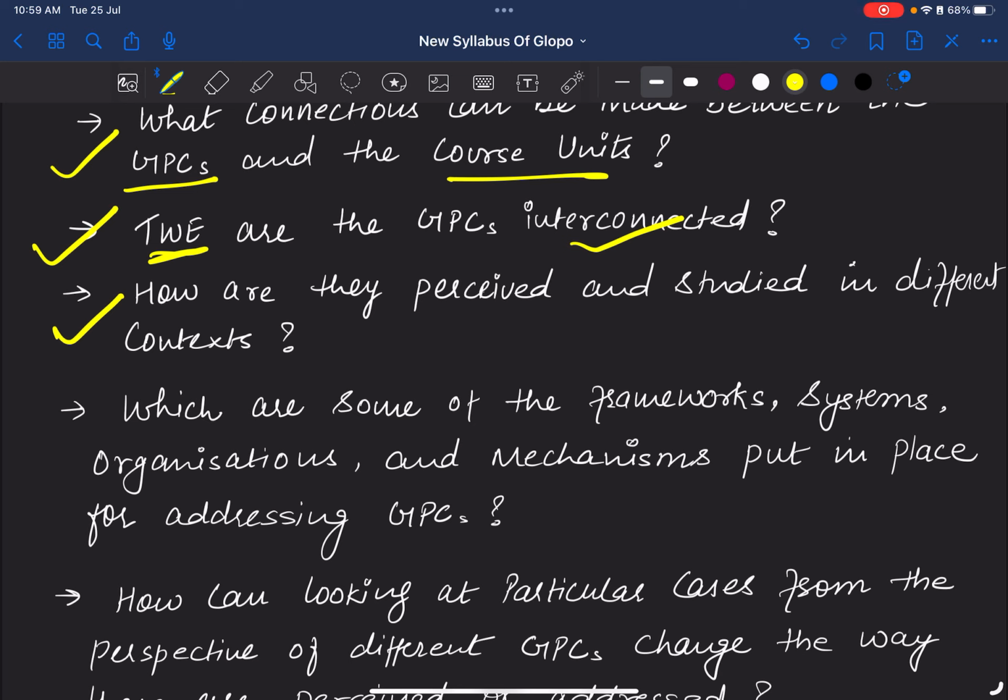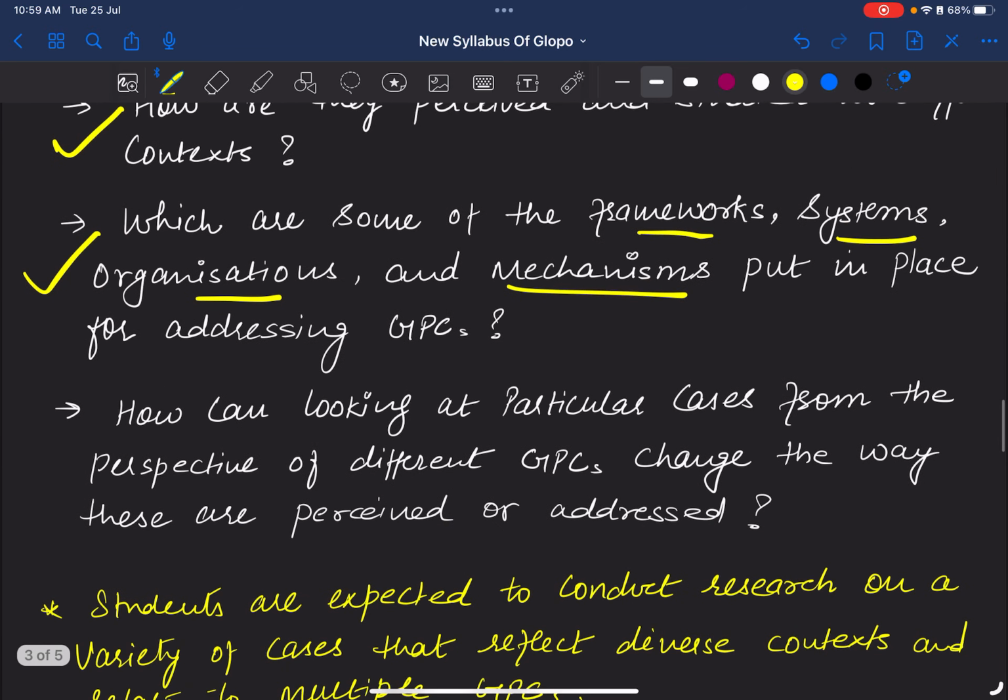Which are some of the frameworks, systems, organizations and mechanisms put in place for addressing global political challenges, right? So what are those state actors and non-state actors working to address these global political challenges? That means that they are coming up with some kind of solutions, so here they are asking for solutions also. How can looking at particular cases from the perspective of different global political challenges change the way they are perceived or addressed? So that means multiple perspectives are also playing an important role.